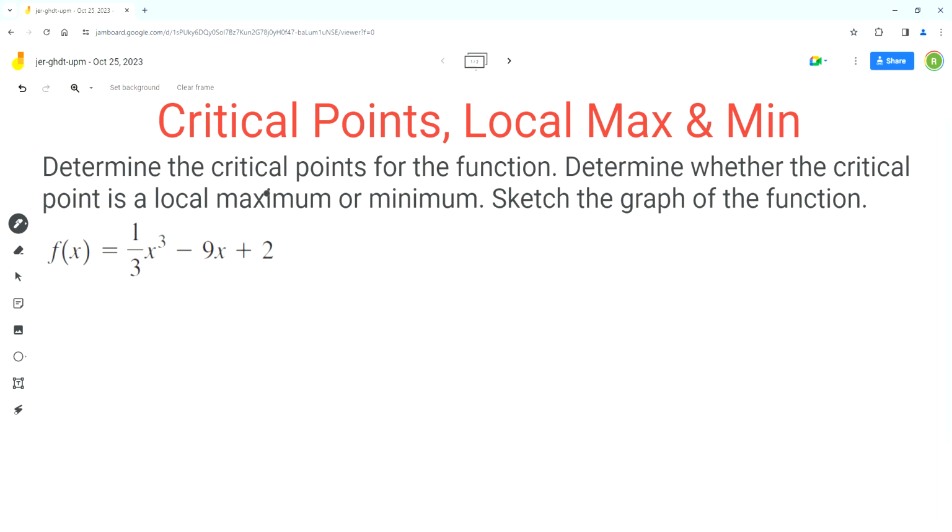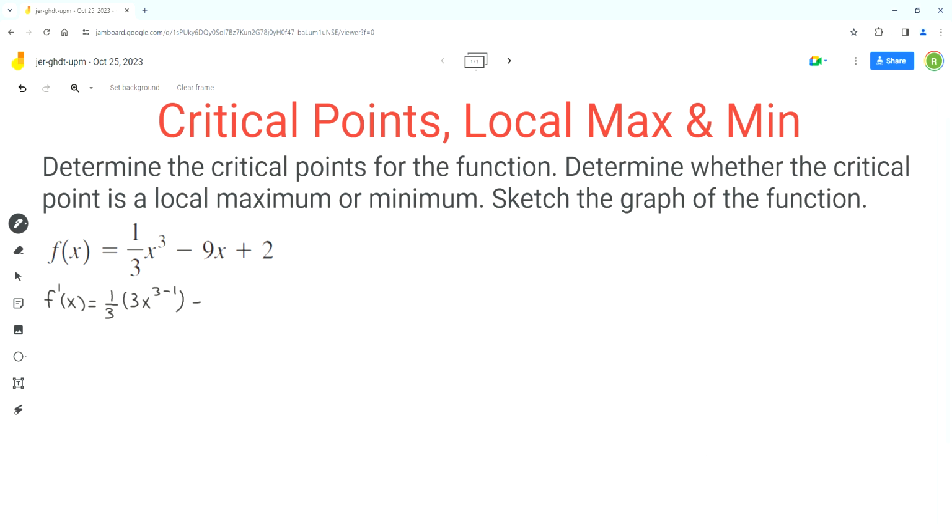Now critical points are points at which the derivative is either equal to 0 or is undefined. So the first step is to find the derivative of this function f(x). So f prime of x equals, now this is a polynomial function. So let's start with the first term. In the first term 1/3 is the coefficient, so it will stay as it is. And for x cubed, we can use the power rule. So we can move the exponent 3 to the front. So we get 3 times x, and we subtract 1 from 3.